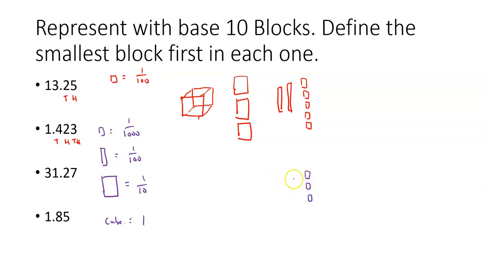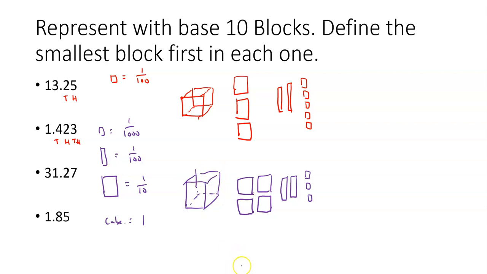So we've got 3 thousandths. We've got 2 hundredths. We've got 4 tenths. And then we've got 1 unit. So my purple cube has a different value than my red cube does. Right? My purple cube is worth 1. The red cube in the problem above is worth 10. So it's not hard, right?